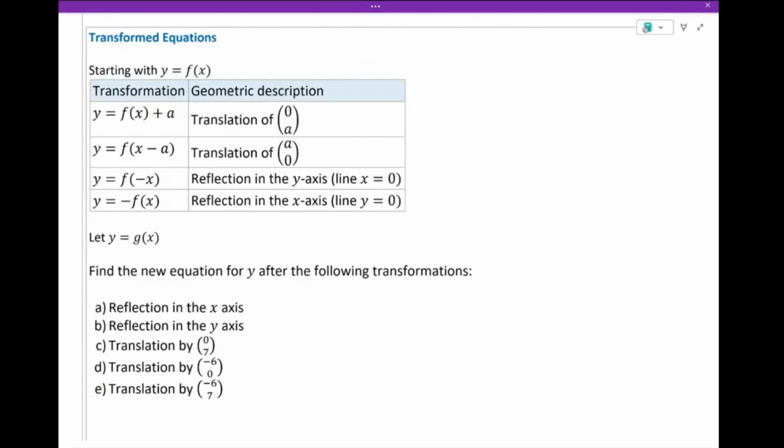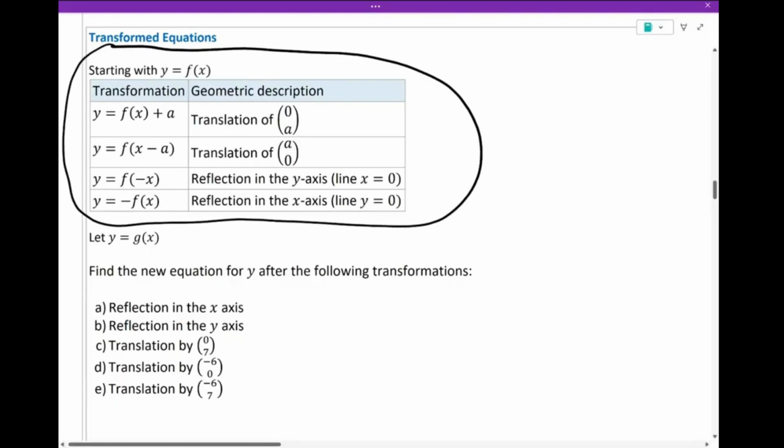So we're now going to look at finding the equation of a function after a given transformation. I've got a table here summarizing the 4 transformations we've looked at so far. If we start with y equals f of x, you can see the equation for each transformation written here. It's good to have this in front of you initially whilst you don't have the transformations memorized in your head.